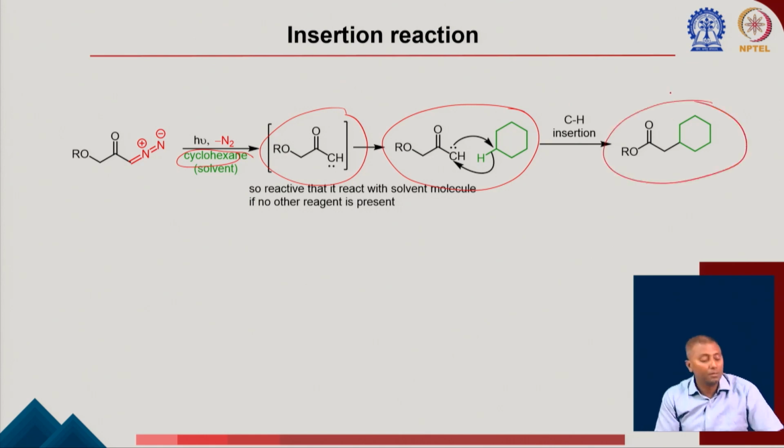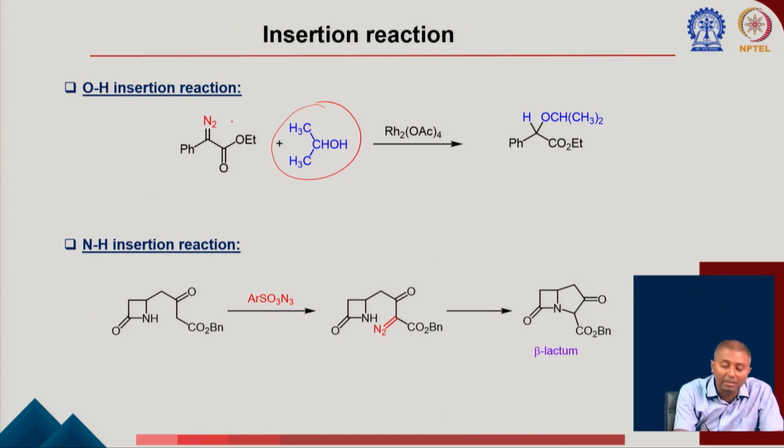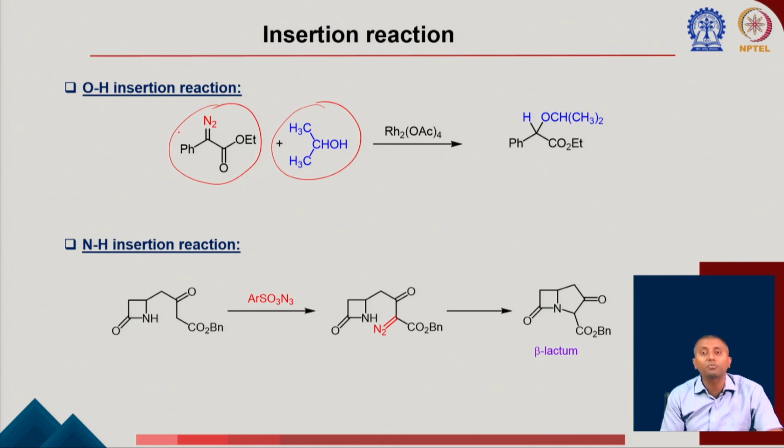Okay. Now, we can see this type of reaction can also happen with alcohol. Once you take the alcohol and the corresponding diazo compound, in the presence of rhodium catalyst, again it forms the corresponding rhodium carbene, and I think I have talked about this, the oxygen lone pair can give electron density there, and then finally it can form this corresponding product.